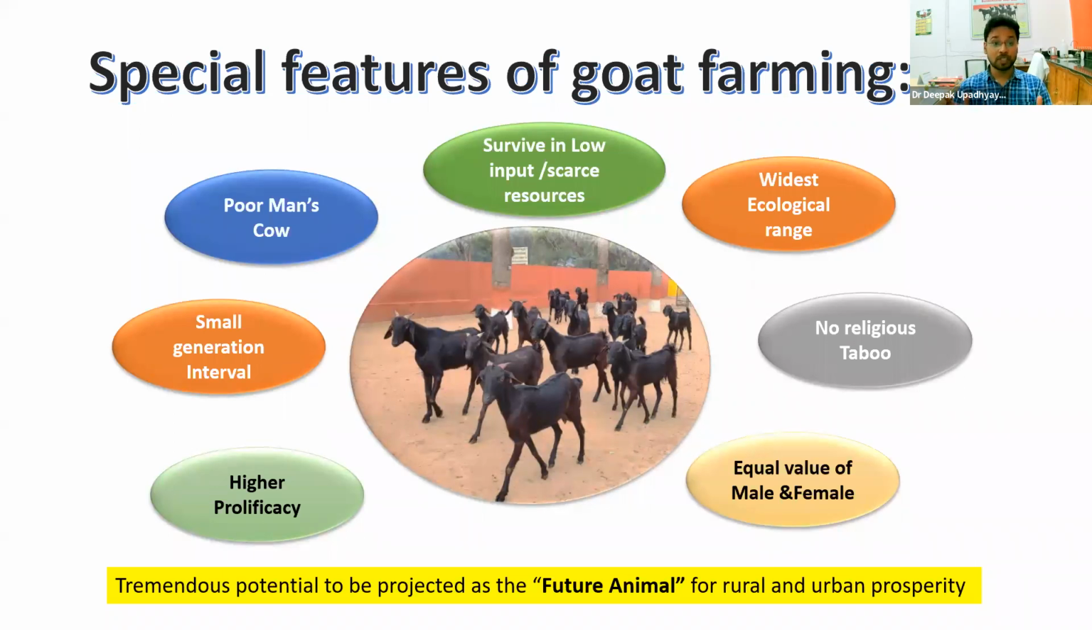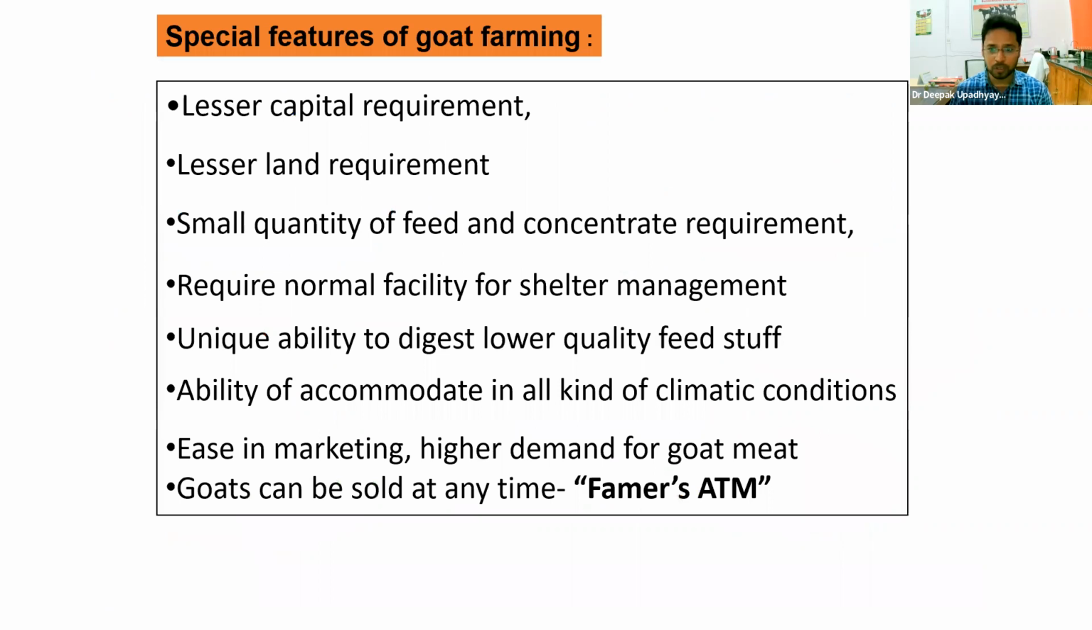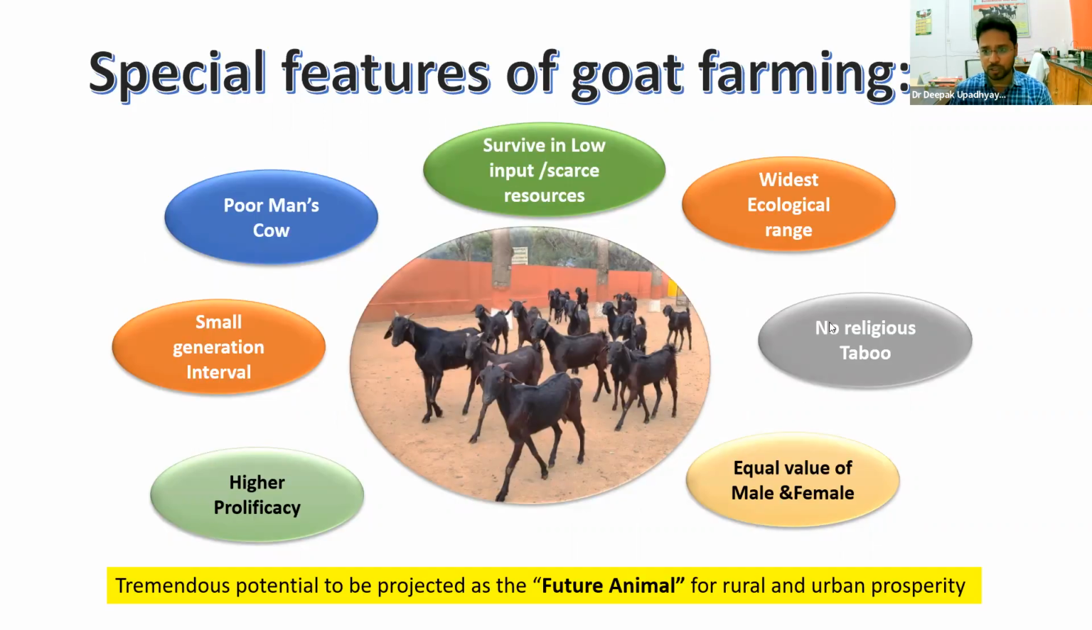So we will talk about the different features. First and foremost, they can survive in low input and scarce resource conditions. It means they don't need very sophisticated feed or housing or other things. They can thrive well in limited resources. They are found in the widest ecological range. If you see the north, south, east, west of our country, you will find goats everywhere, particularly in the north region, and the eastern region holds most of this goat population.